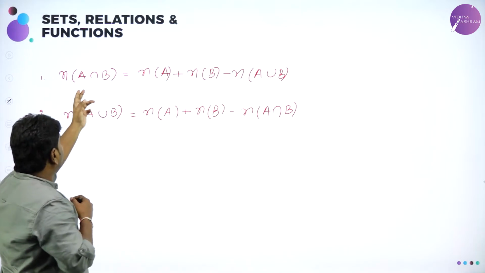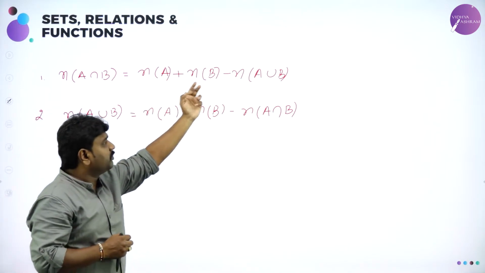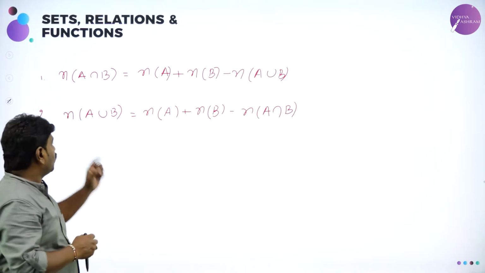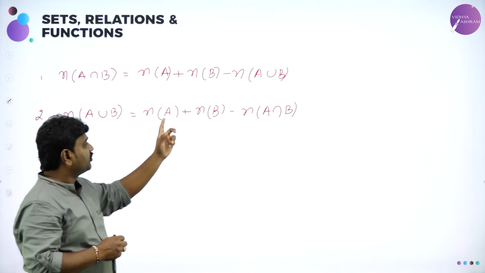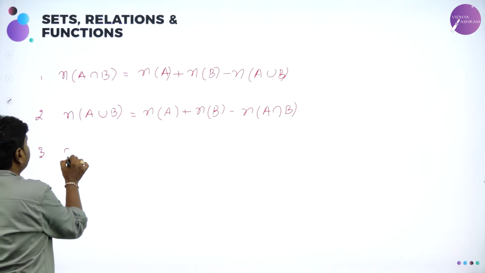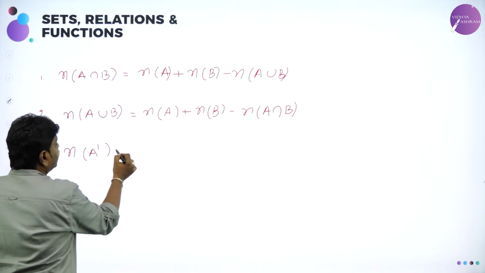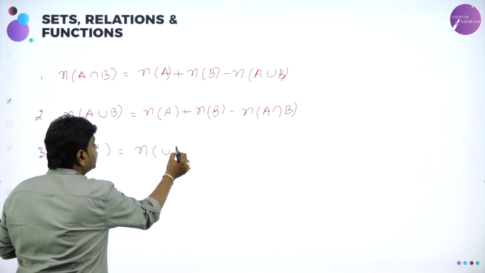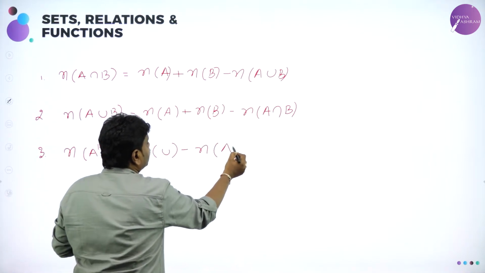What is n of A intersection B? N of A plus n of B minus n of A union B. And what is n of A union B? N of A plus n of B minus n of A intersection B. And one more relation is n of A dash. N of A dash is n of U minus n of A.